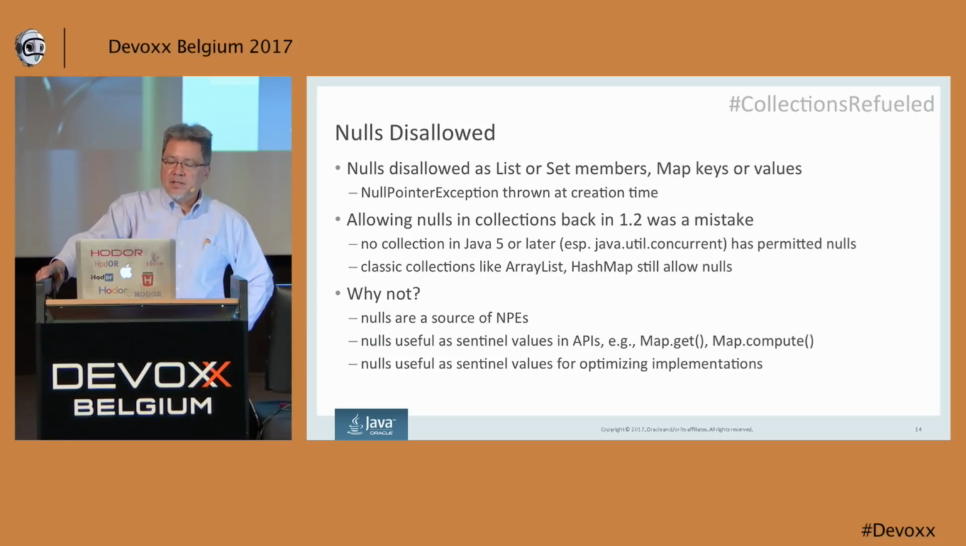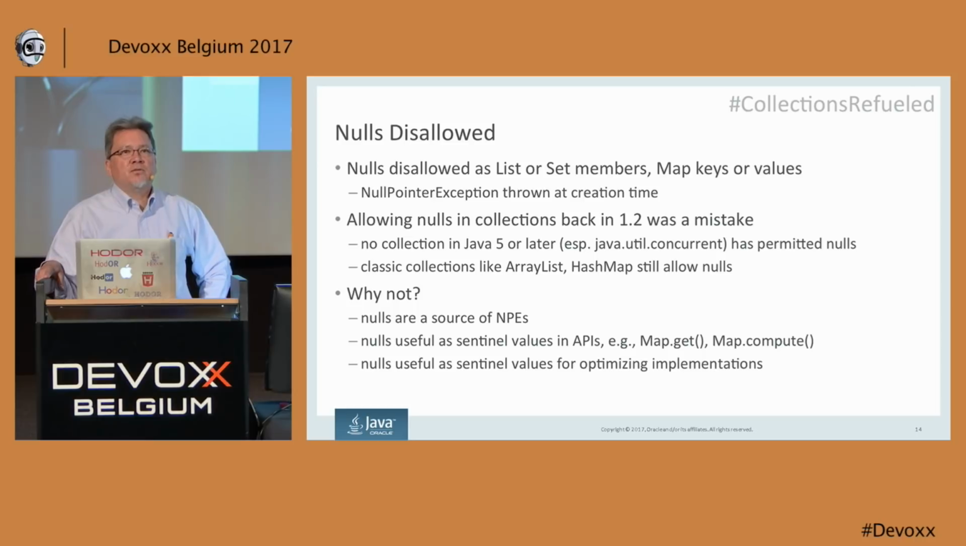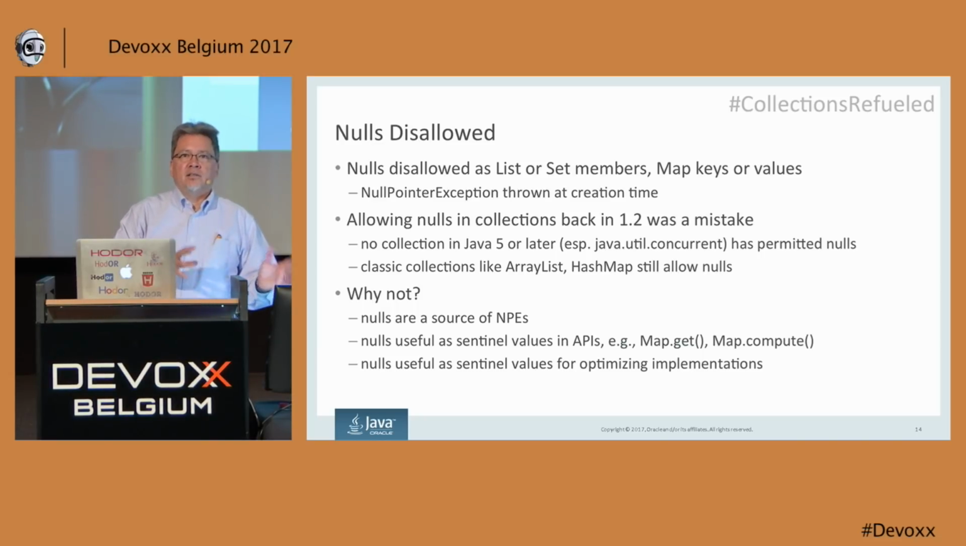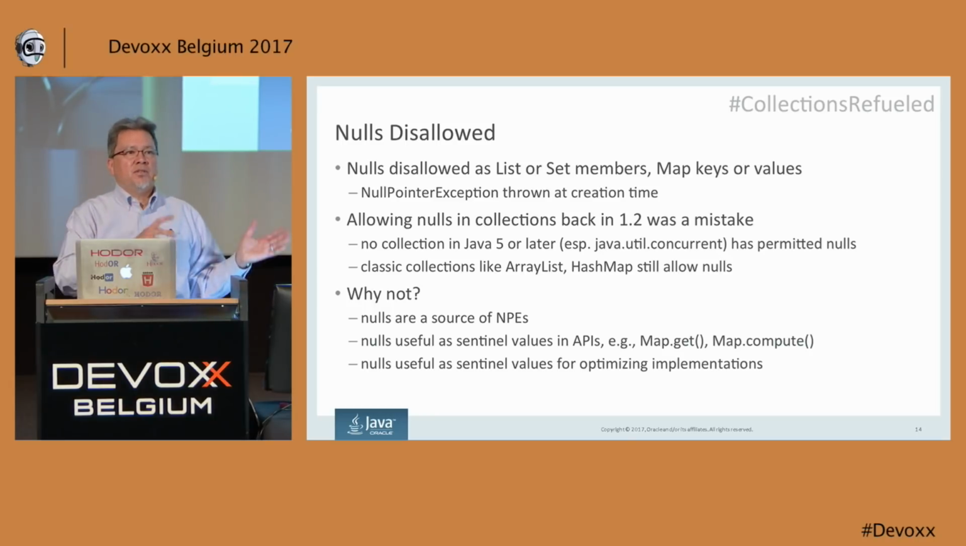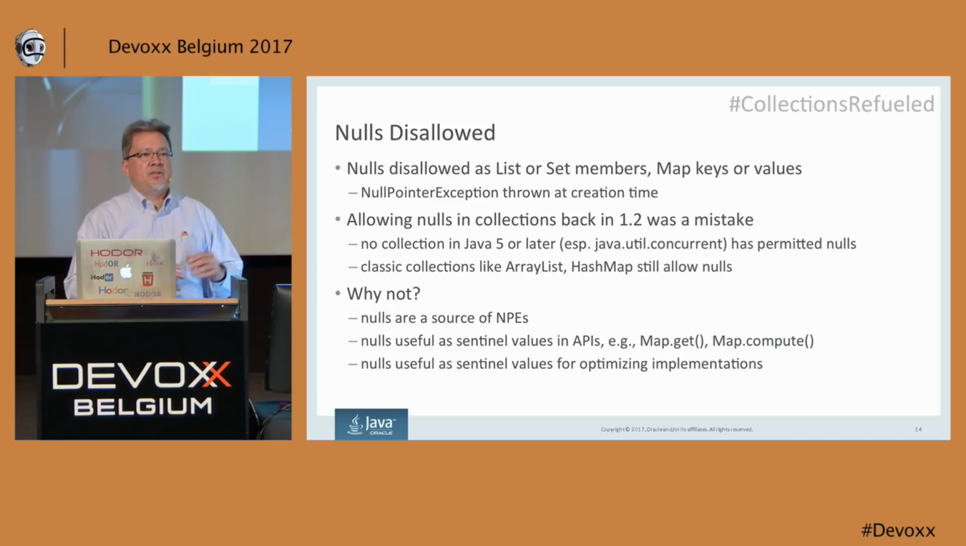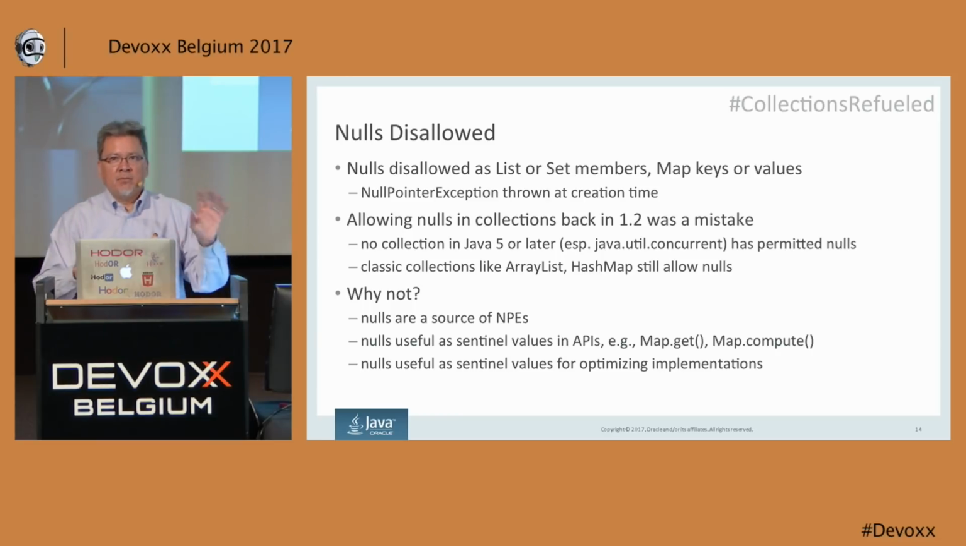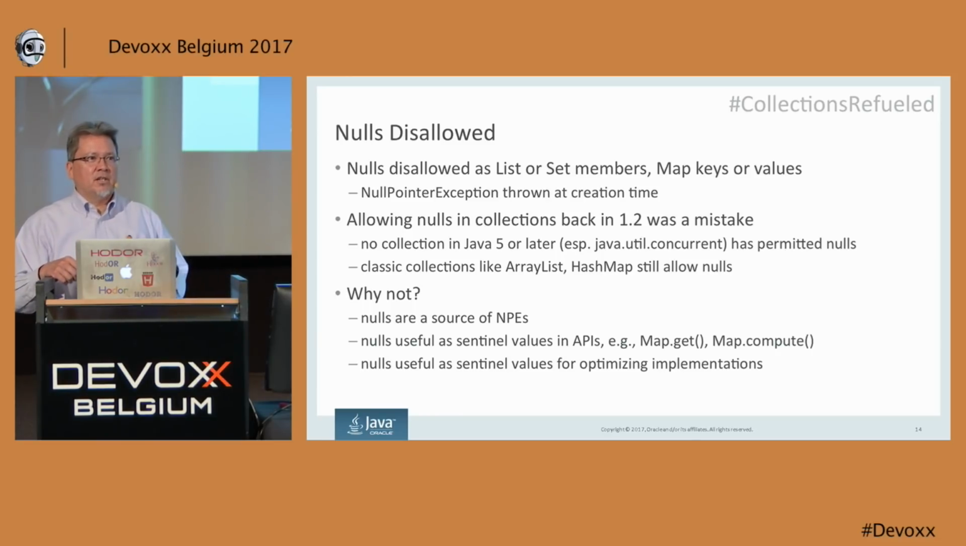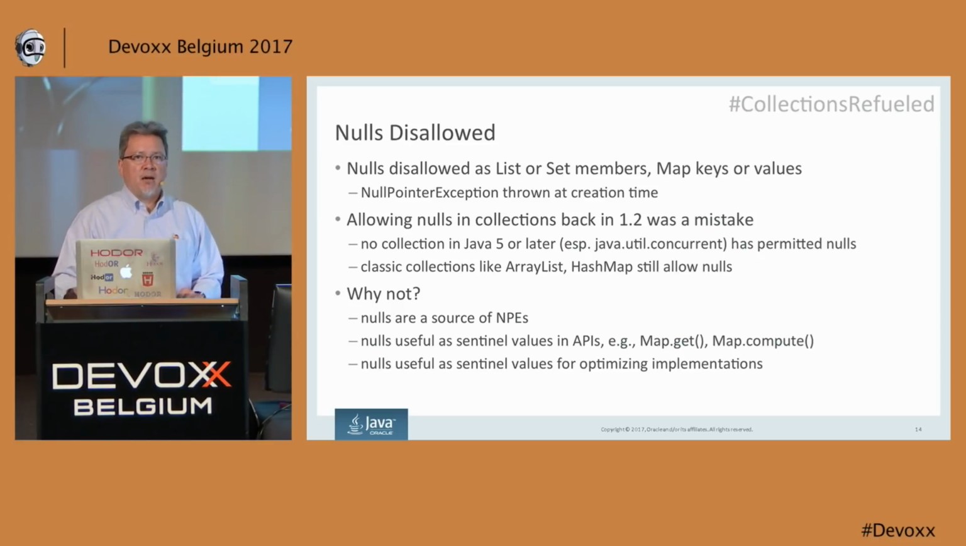There are a couple of reasons for this. I think it's widely regarded that when the collections framework was introduced back in 1.2, the allowance of nulls in certain collections, particularly HashMap, was a mistake. I think HashMap is the most popular map implementation, and it's the one that allows nulls. Most of the other map implementations, I don't know about all, but most do not allow nulls. In particular, ConcurrentHashMap does not allow nulls.